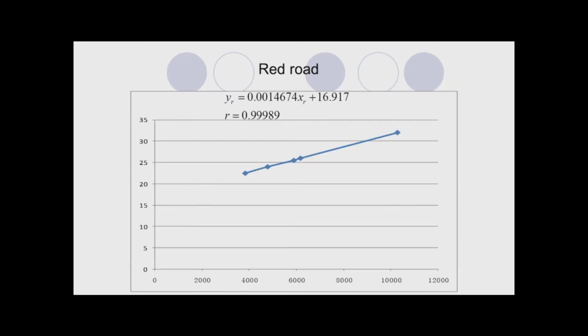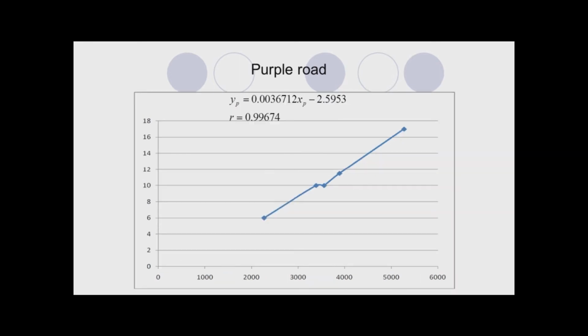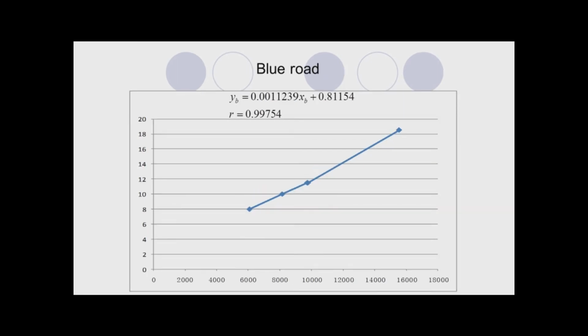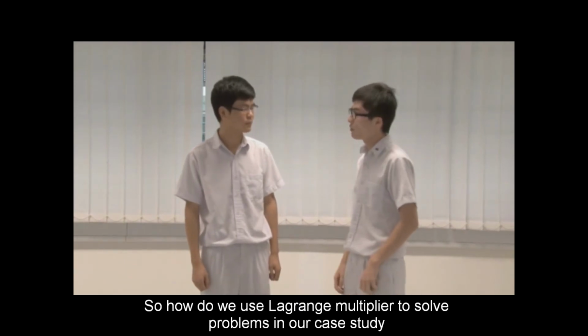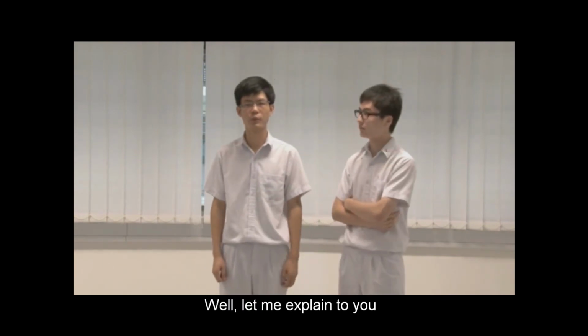Well, we performed a linear correlation test of data using Microsoft Excel to obtain the estimated time taken formula for vehicles, where X is the number of cars and Y is the time taken by each vehicle. How can we use Lagrange multiplier to solve problems in our case study? Well, let me explain to you.